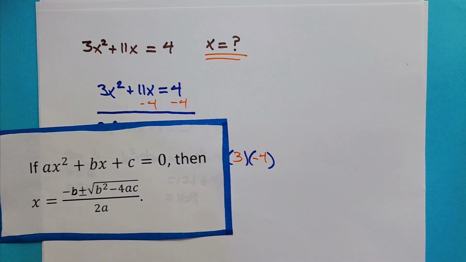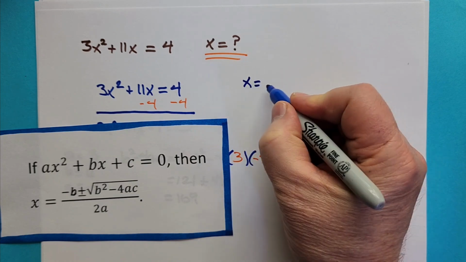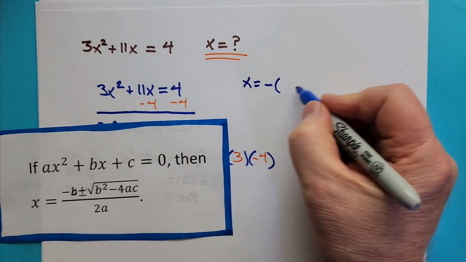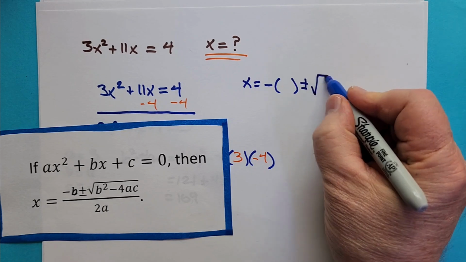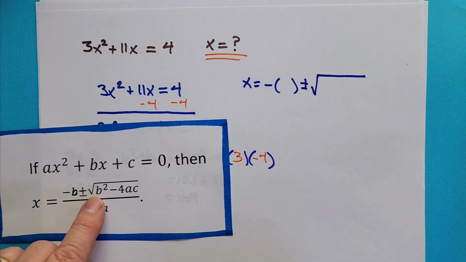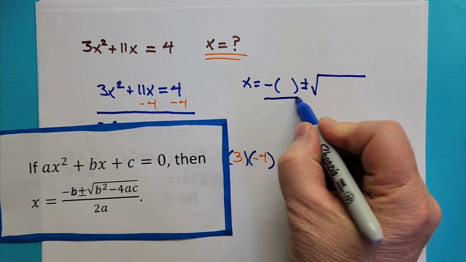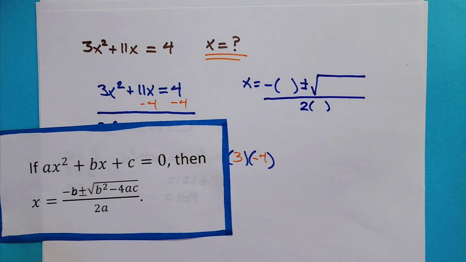So what we have then is x equals a negative of b. I'll put a place for doing the substitution. Plus or minus the square root of, that was the b squared minus 4ac. That's going to be the discriminant right here. And then we're going to divide the whole thing by 2 times a. And then now we can just put those values in.